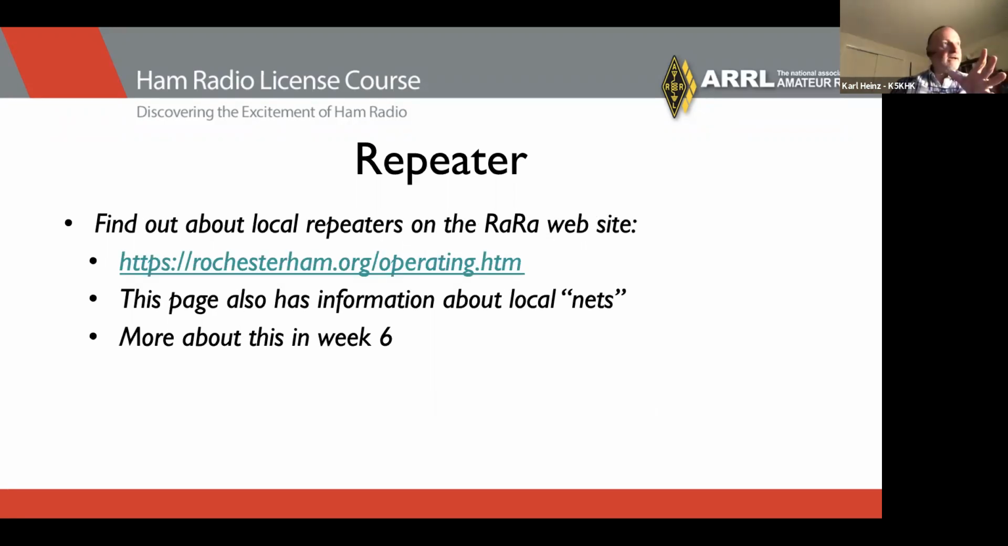If you want to find out about local repeaters, if you already have a radio and you want to listen, you cannot transmit without a license, but you can listen. This link has a list of all the local repeaters, or it's referring to a spreadsheet with all the local repeaters. The page also has information about local nets, what that is, more about in week 6.